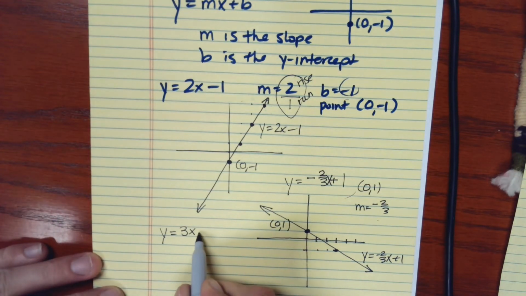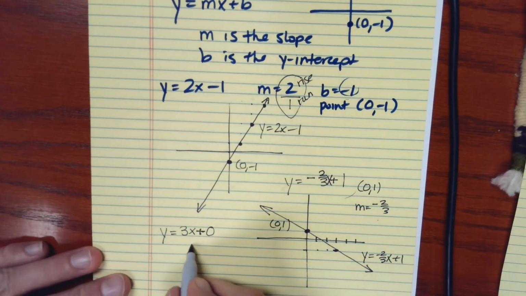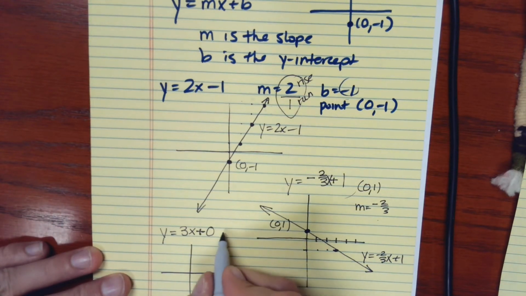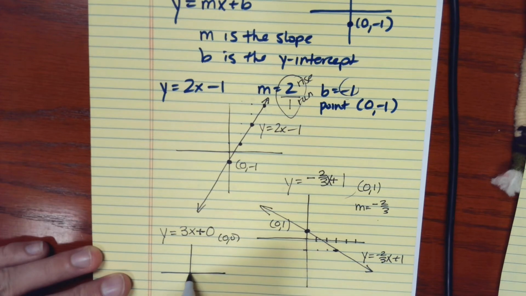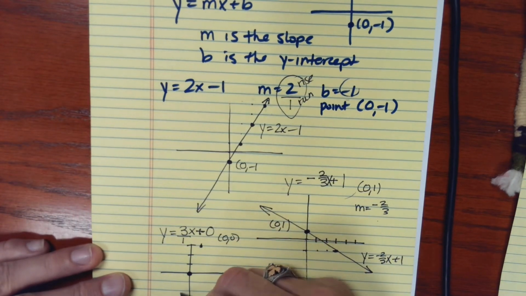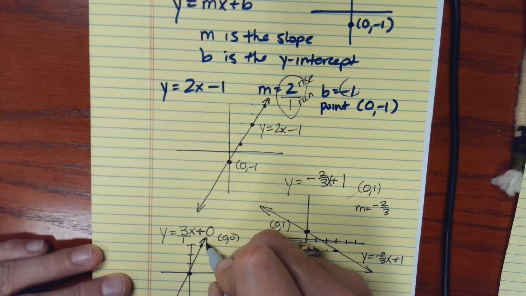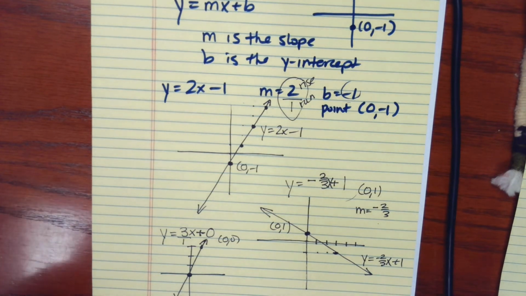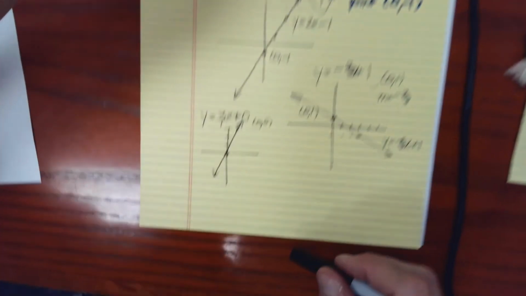One more thing I'll mention, if we have y equals, for instance, just 3x, the value for b here is kind of understood to be 0. So in this case, the y-intercept is actually at the point 0, 0. So this goes right through the origin. And our rise over run is 3 and 1, so go up 3 and over 1, and we can graph this line. Oops, let's pull that down where you can see it a little bit better.